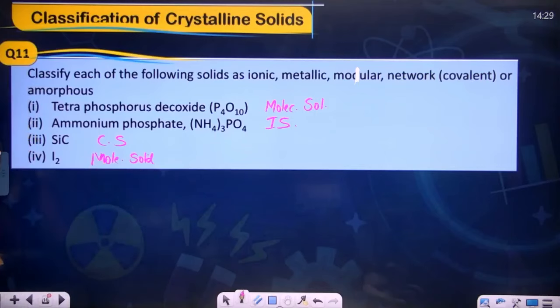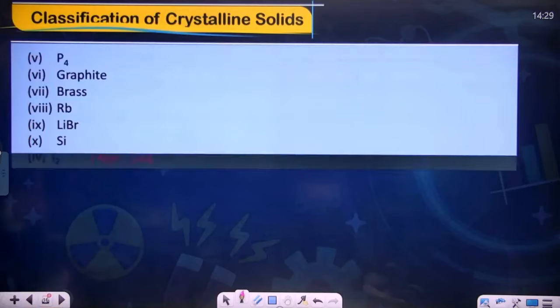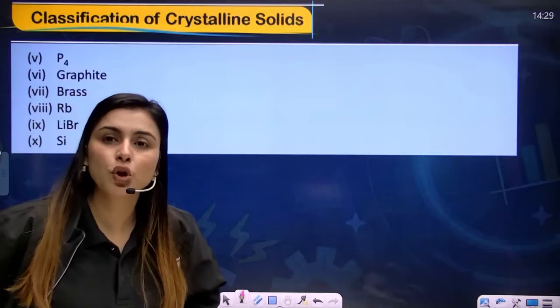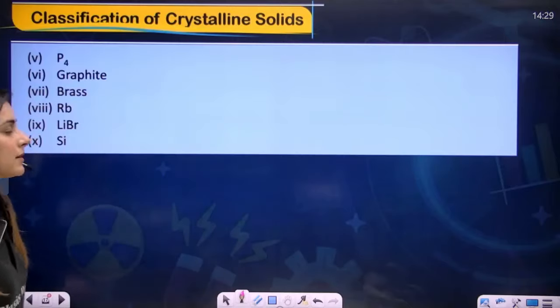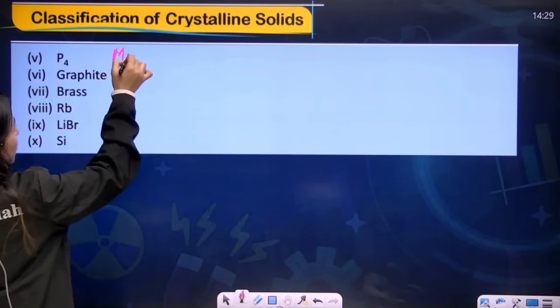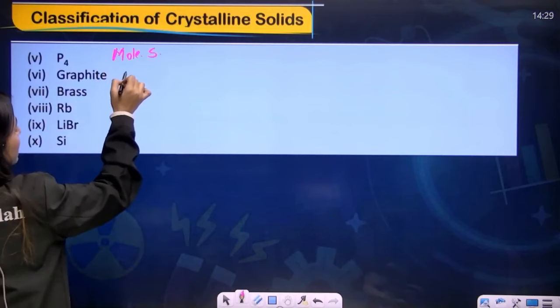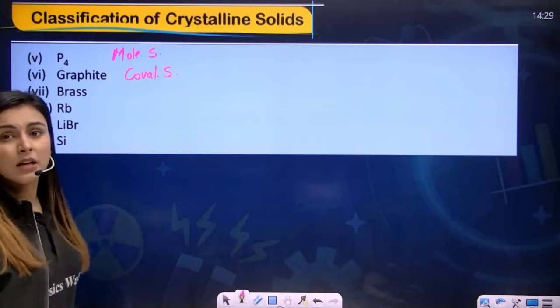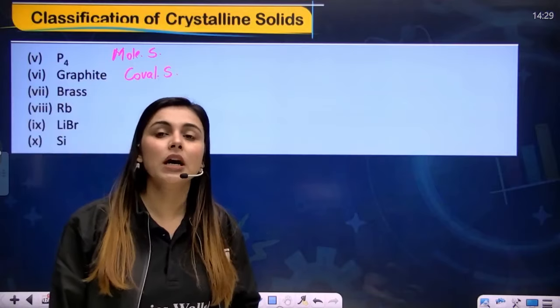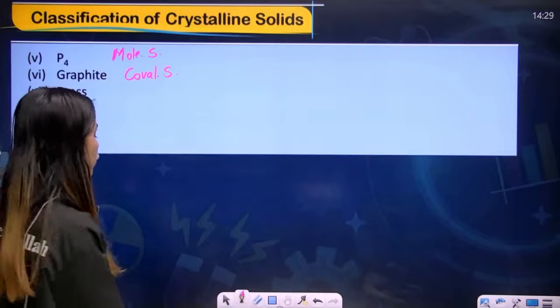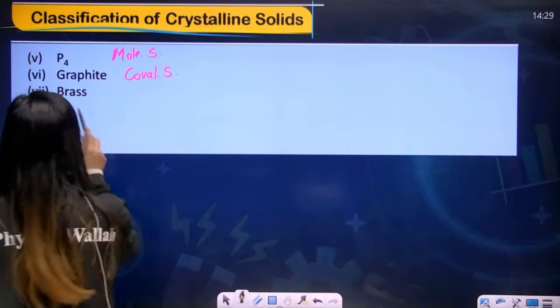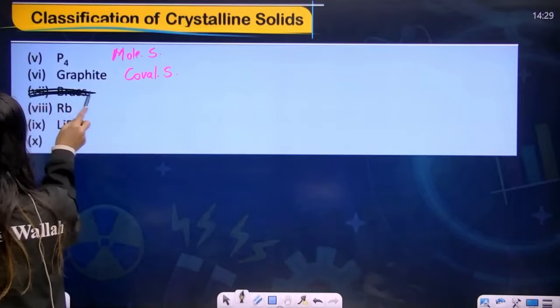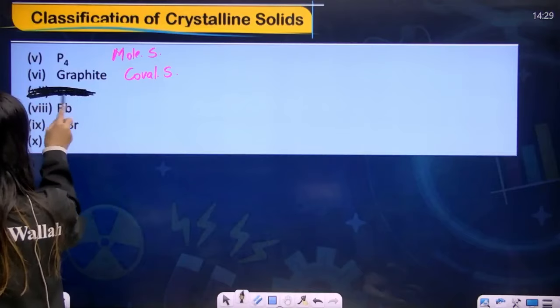Right? Yes, perfect. Let's move forward. P4, my dear students, what is P4? Non-polar molecular solid, right? Yes. So, it is a molecular solid. Graphite is a covalent solid. Brass, my dear students, is actually an alloy. So let's leave it for now. When you study metallurgy, you will try to answer it a little bit more. Don't do this right now. Okay.